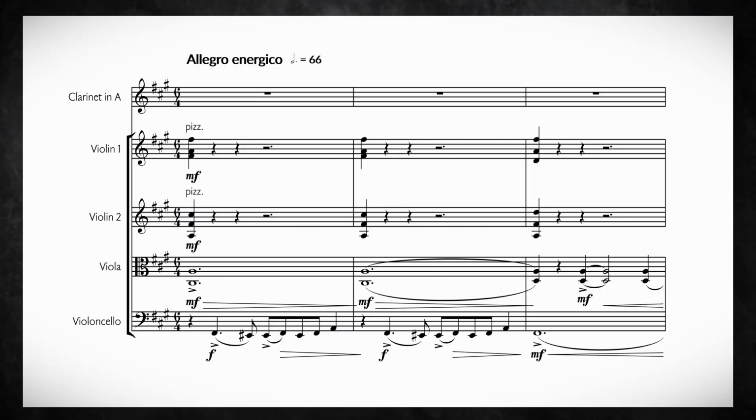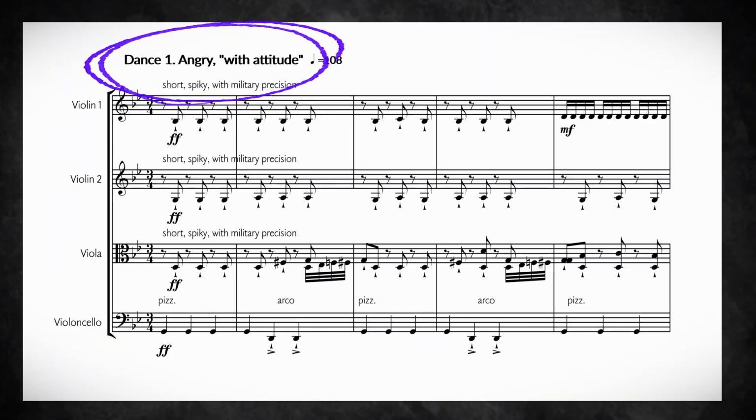For example, these words, allegro energico, are Italian terms that translated into English mean quick, energetically. Composers often use Italian terms for tempo and dynamic markings, but you can use English terms too.